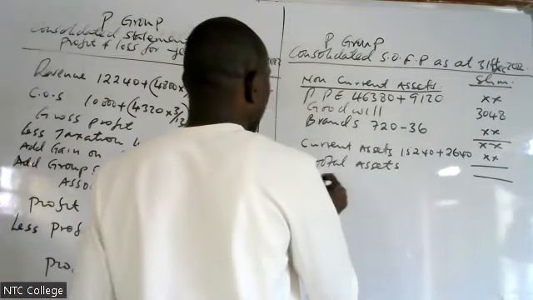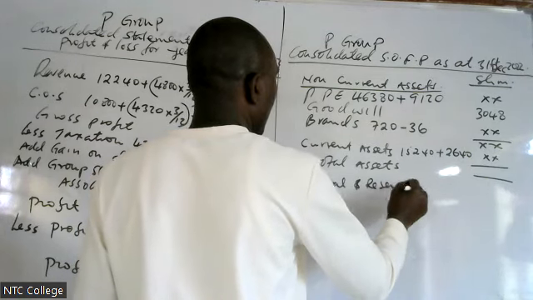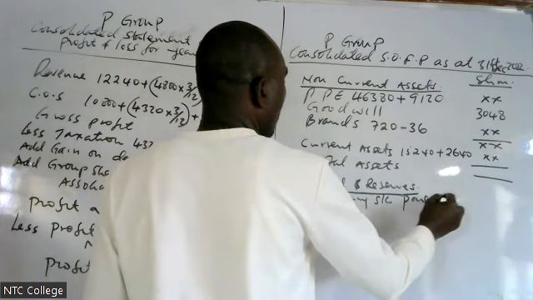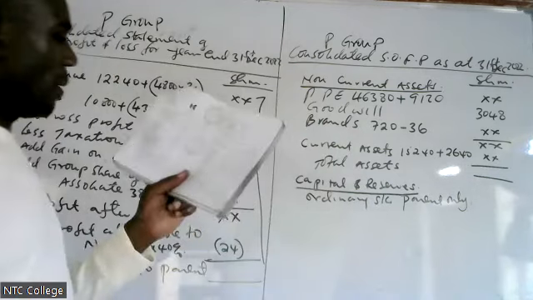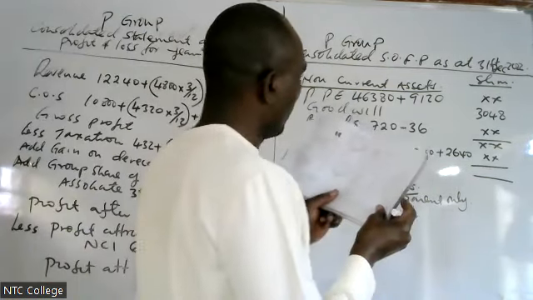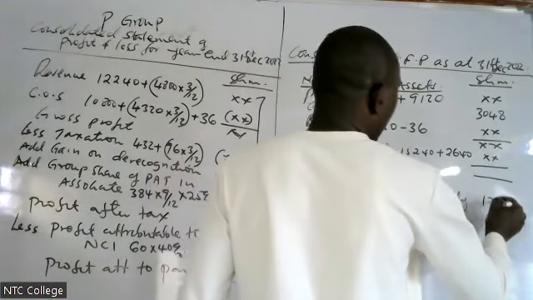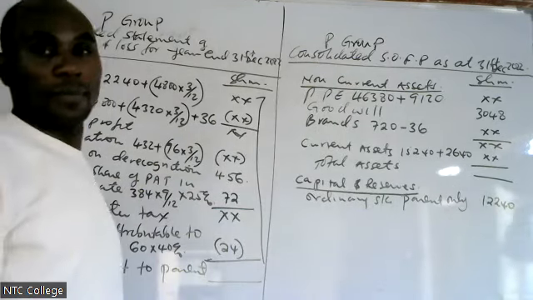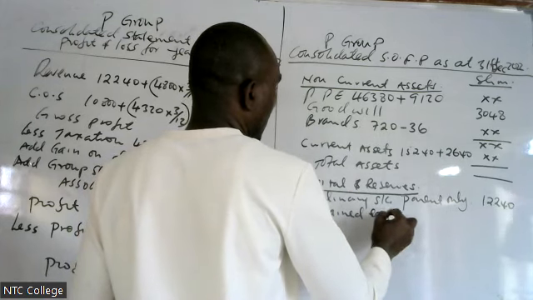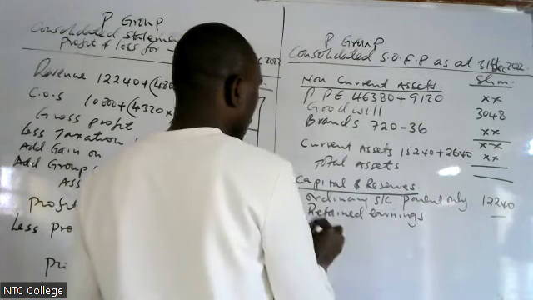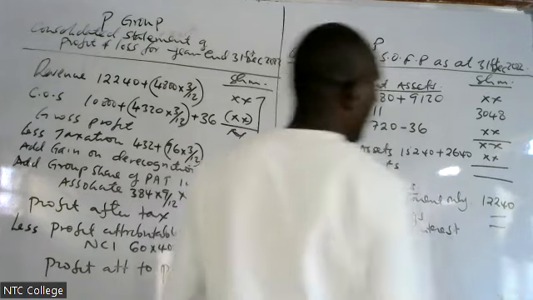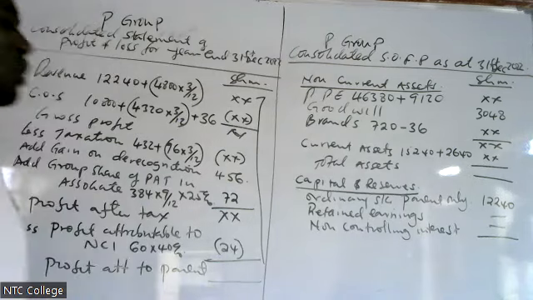After that, you come to give me capital and reserves. Ordinary share capital, parent only, which is 1240. Retained earnings, that one we have not done. Non-controlling interest, we have not done it. Therefore, I put a dash.